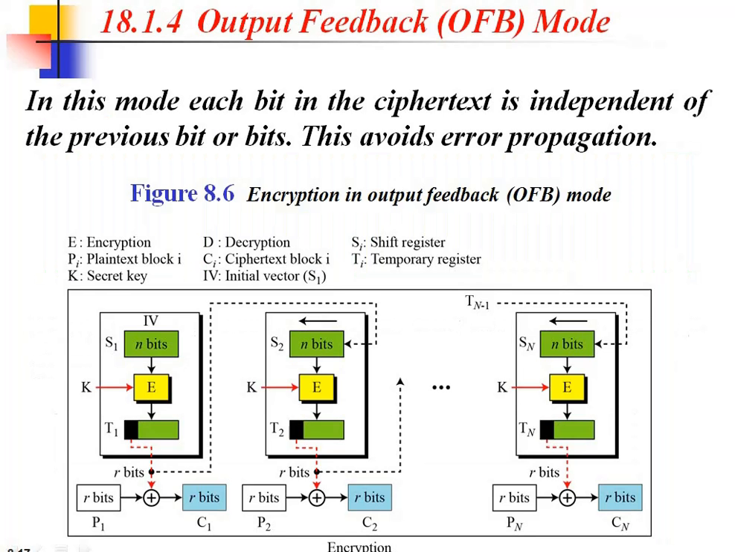The next mode is output feedback mode. This mode is similar to the previous mode, the cipher feedback mode. However, in this mode each bit in the ciphertext is independent of the previous bits. This avoids error propagation. As you can see in this figure, the output of the encryption is directly used to shift the bits of the registers, and thus error is not propagated.